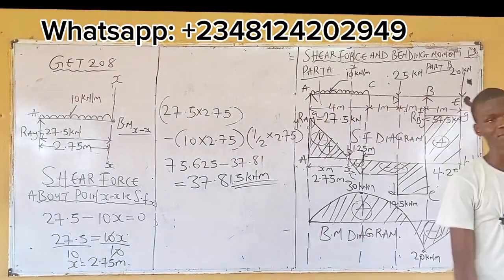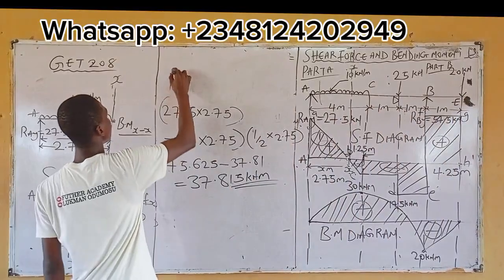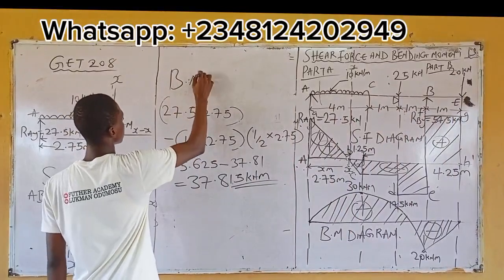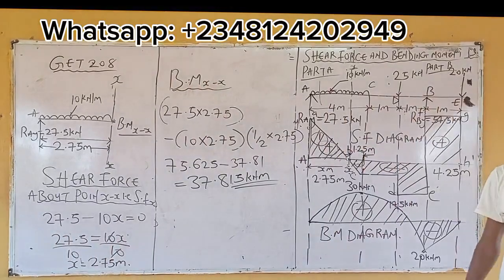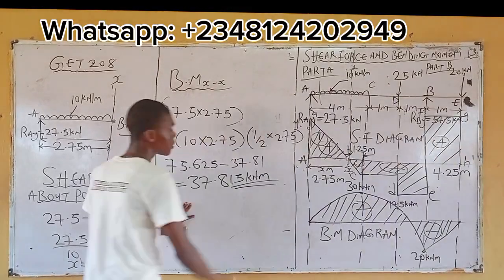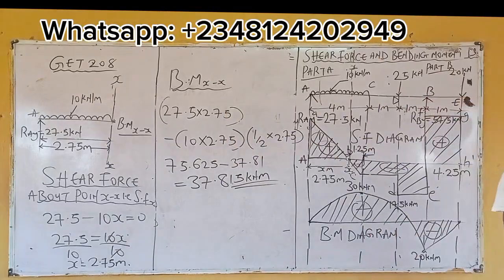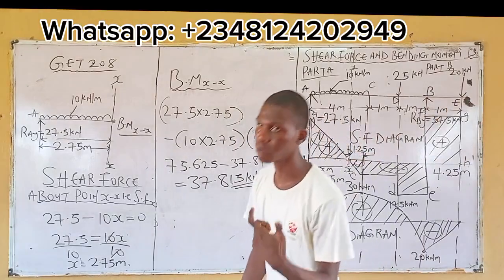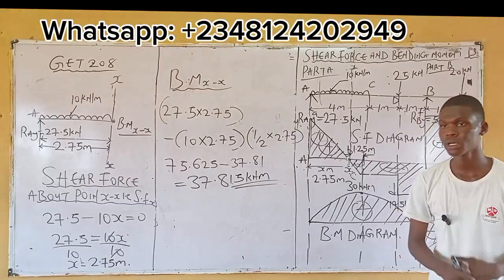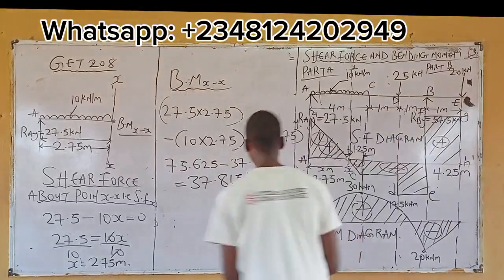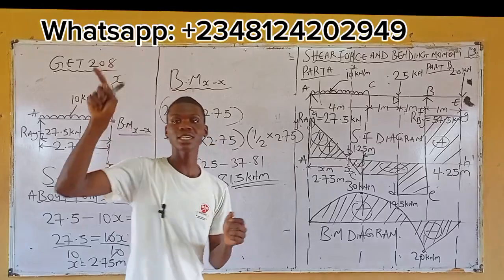Yeah, continuation. So now from there, can you see how it works? So this is bending moment about that particular point. Are we together? Meaning that you've answered the first question, which is: calculate the location and the value of maximum bending moment. What's the location? 2.75 meter. What's the value? 37.815 kilonewton meter.